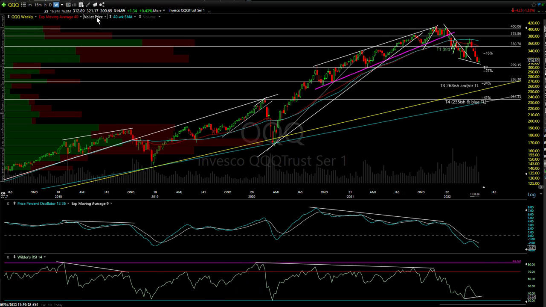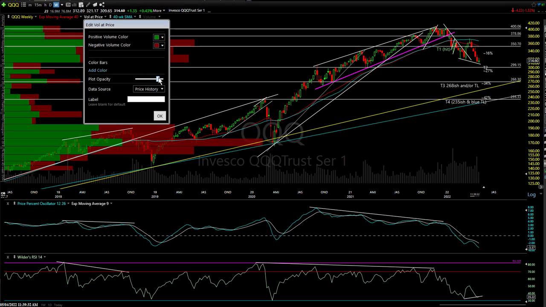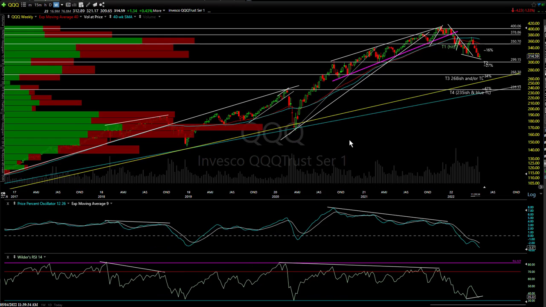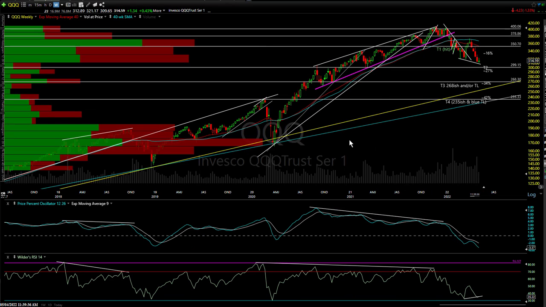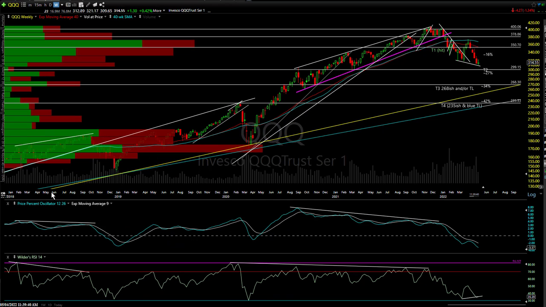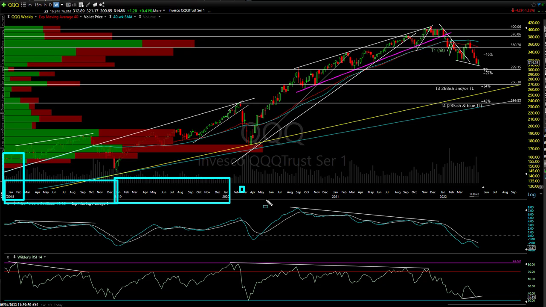I talked yesterday about the volume at price histogram on another chart, but I'm going to show you this here. This is what QQQ looks like. The volume price histogram is thin, so we're going back. This goes back to 2018. I'll zoom into 2018. Right here on the left of the chart is the beginning of January of 2018. So you have 2018, 2019, 2020, 2021, and so far this year.